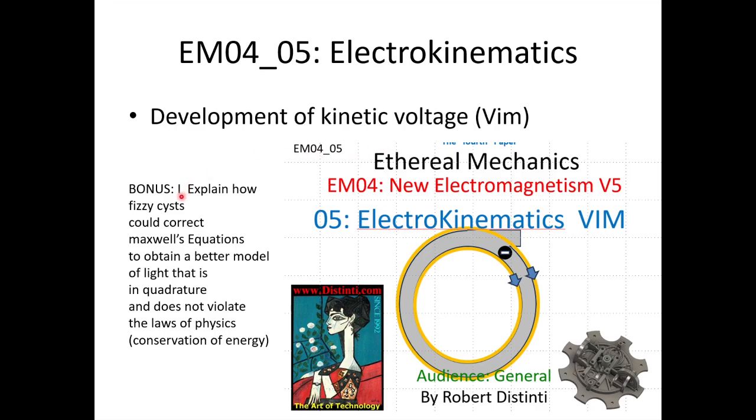And here I have a bonus for all the physicists out there. I explain how you could correct Maxwell's equation to obtain a better model of light that is in quadrature and does not violate the laws of physics, specifically conservation of energy.